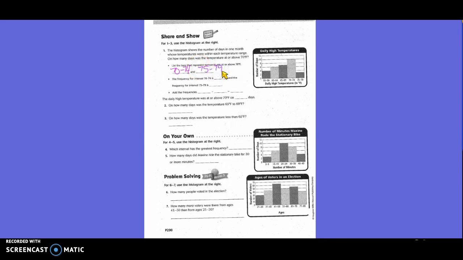75 to 79. Okay. So the frequency for the interval 70 to 74 is how many days? 10. And the frequency for the interval 75 to 79 was? 3. Add the frequencies. So 10 plus 3 equals 13. The daily high temperature was at or above 70 degrees on 13 days.